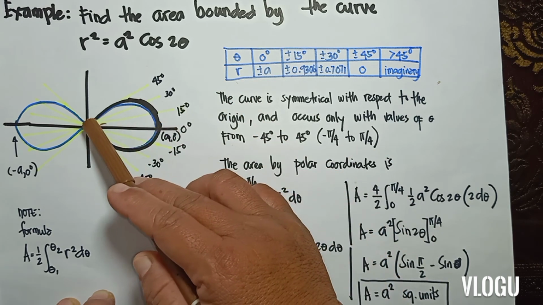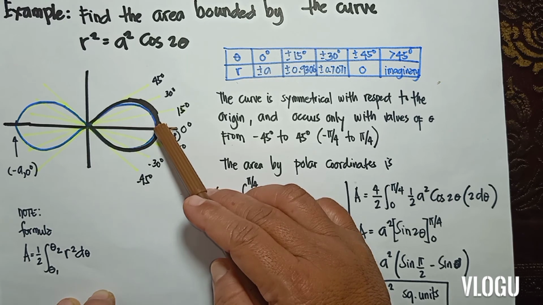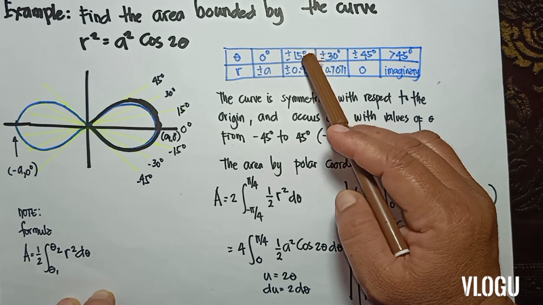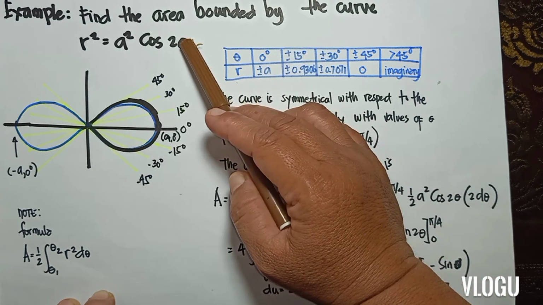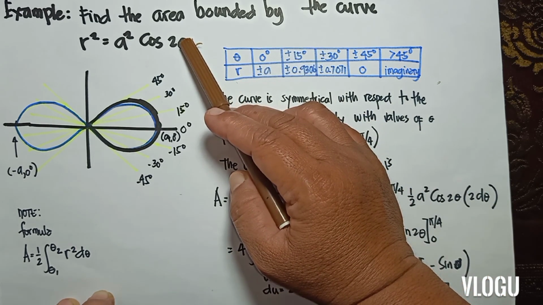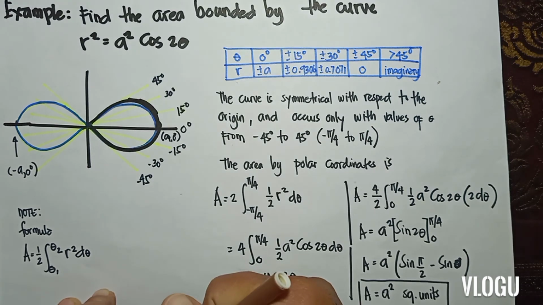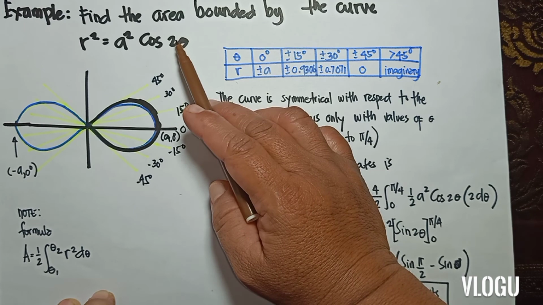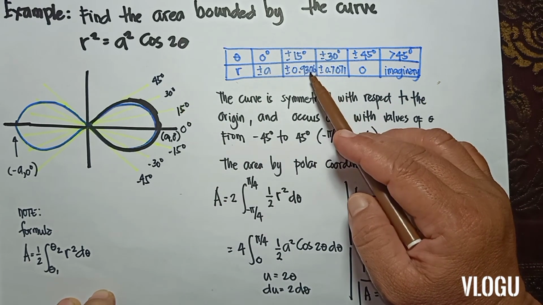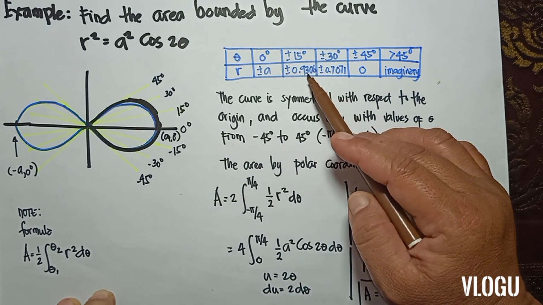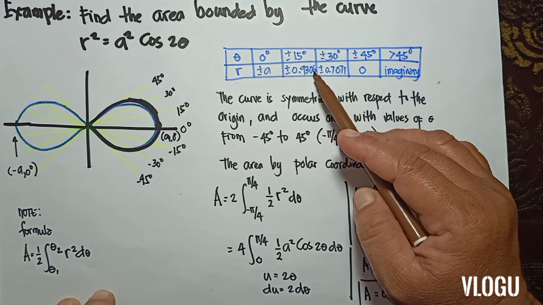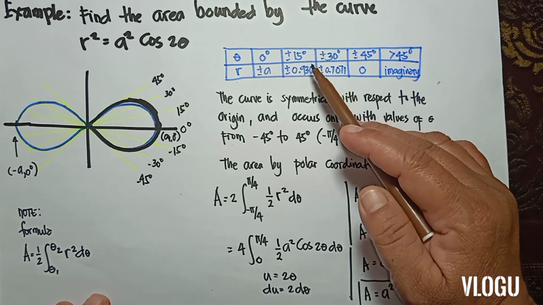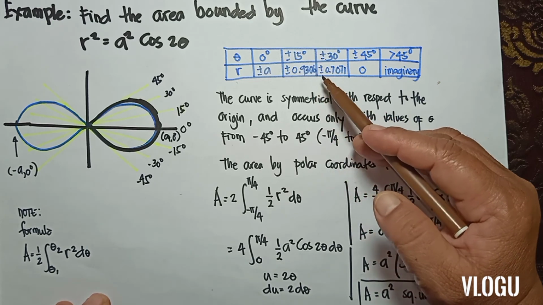And this is the length of r, that is the highest. And then you will have at 15 degrees, so 15 times 2, that is 30. Cosine 30, then you will have the answer here. Cosine 30 is 0.9306, so you will have a square, then the square root of that. So that's the reason you will have 0.9306.